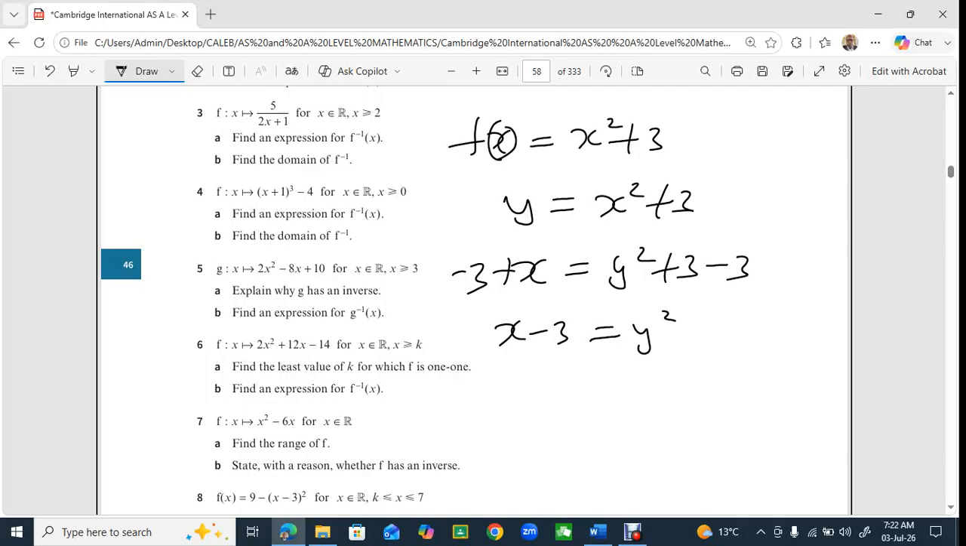Next. Yes, to remove the square, we need to find the square root on both sides. So now here our function will be y equals the square root of x minus 3. Good. That's now the f of x inverse, or the inverse of the function f of x. Yeah, good.